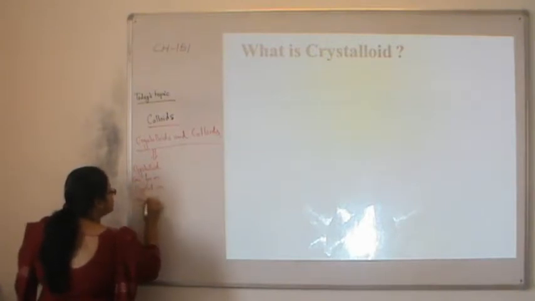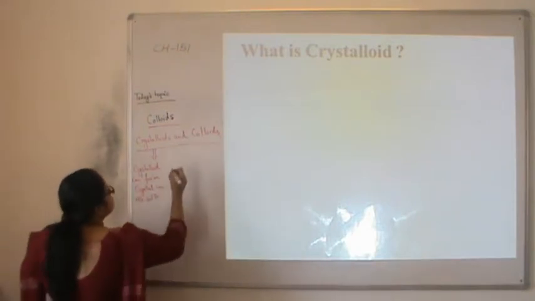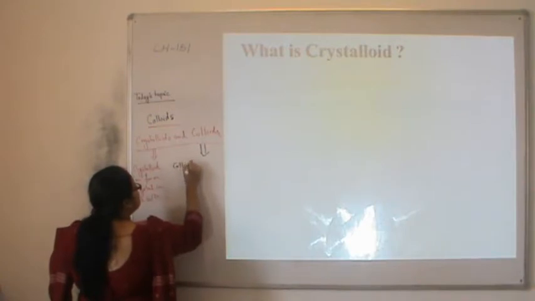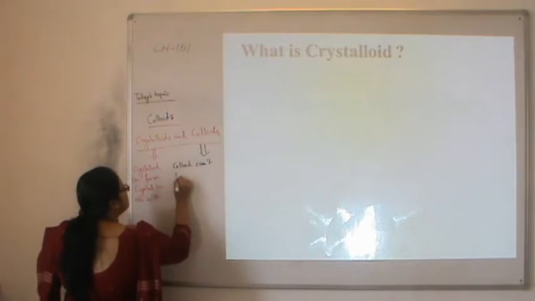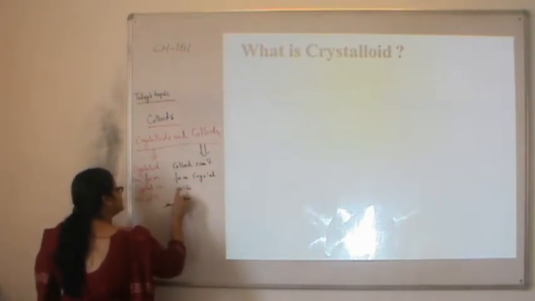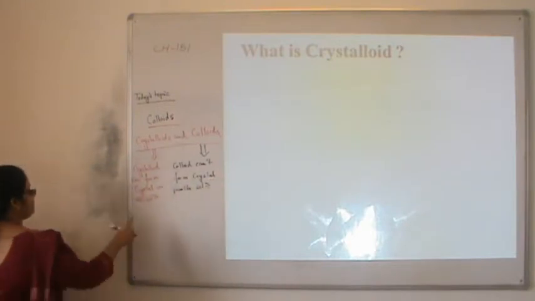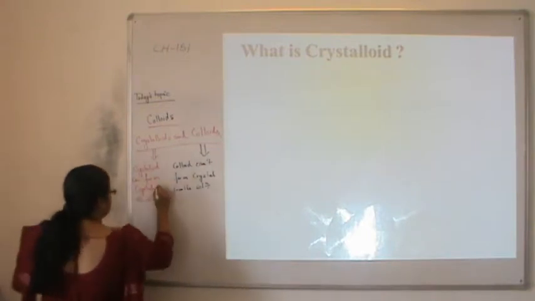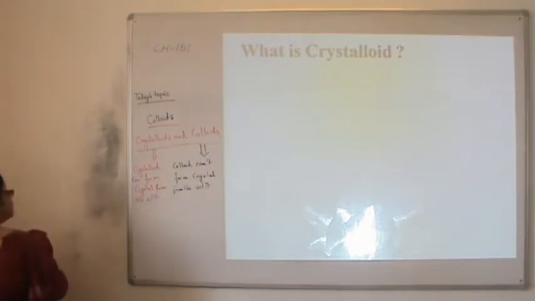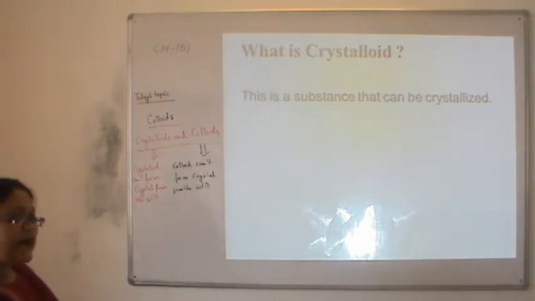Crystalloids can form crystal from solution, but colloids can't form crystal from the solution. This is the major difference. Crystalloid is the substance that can be crystallized.